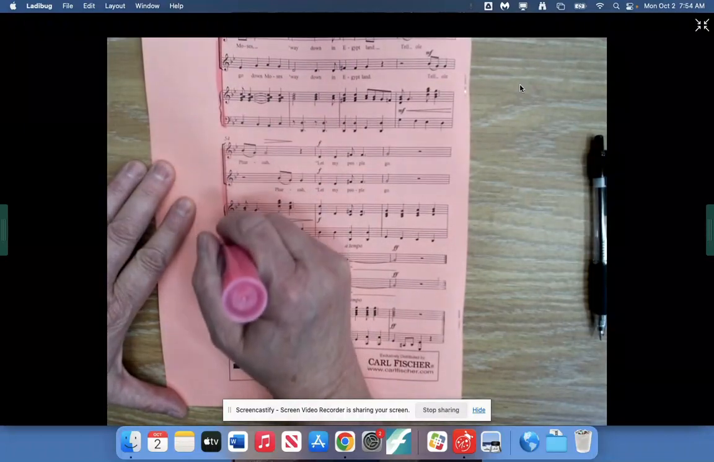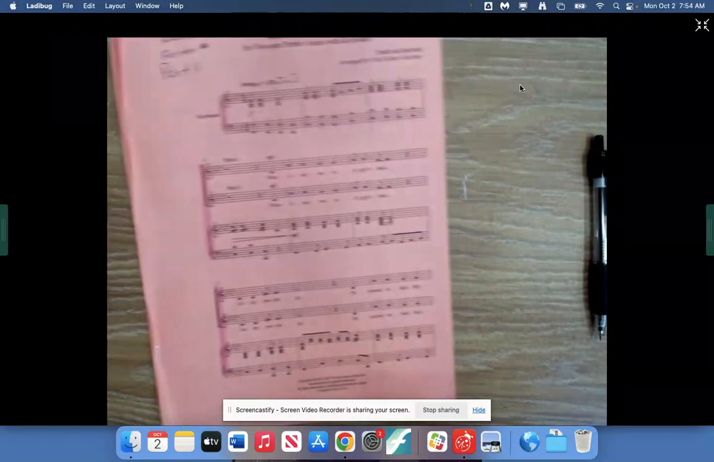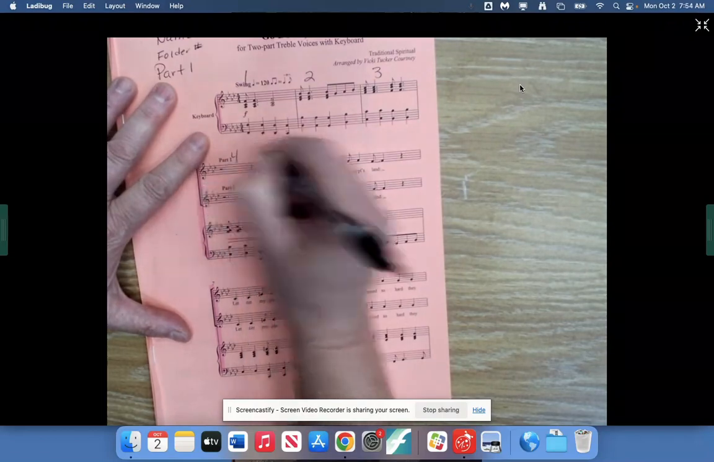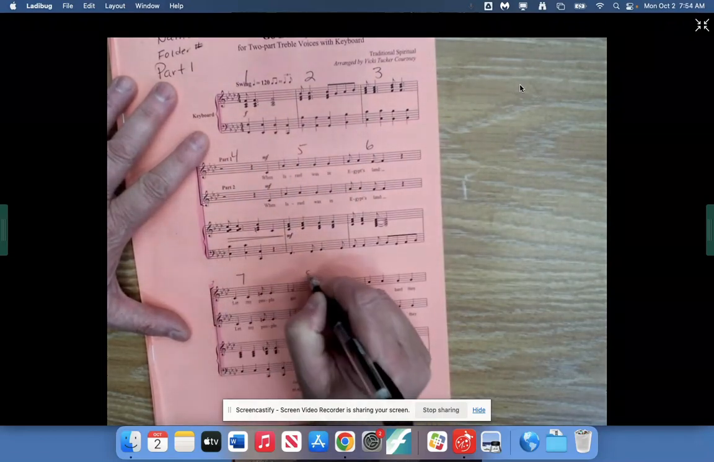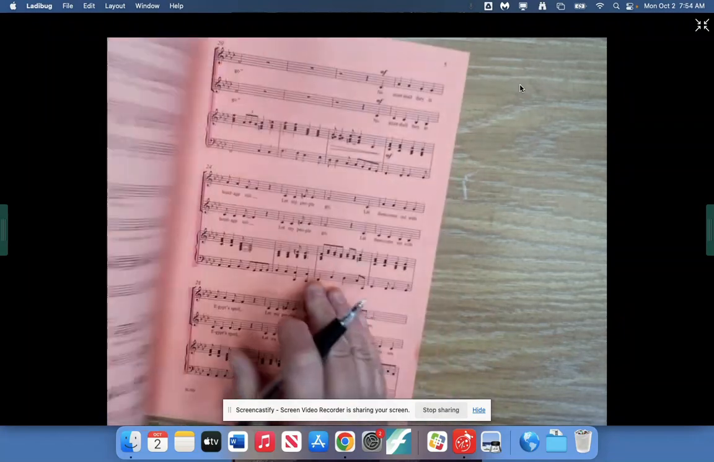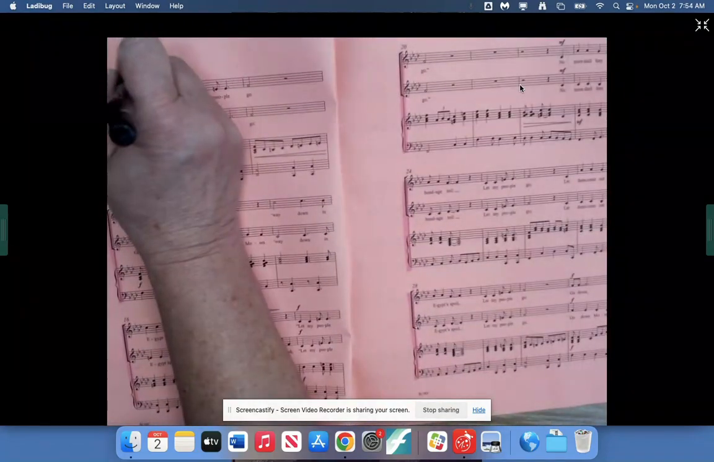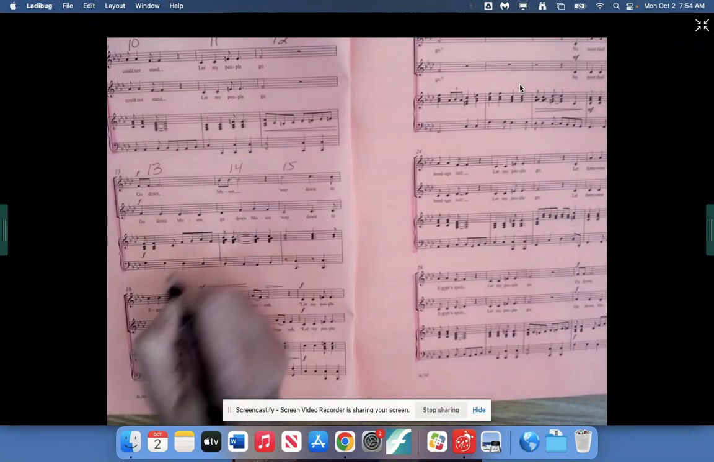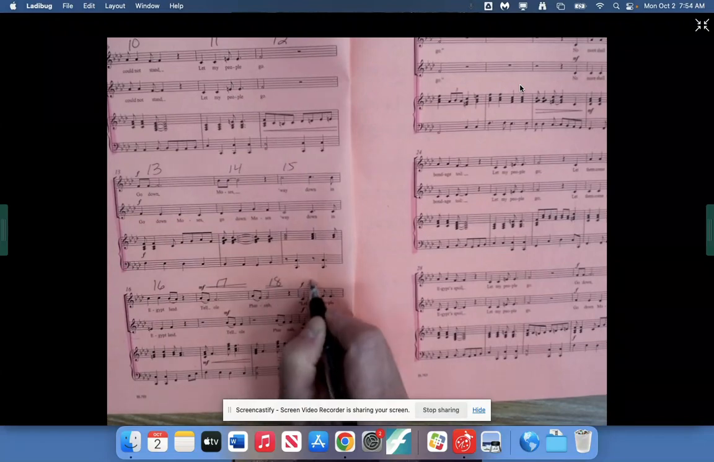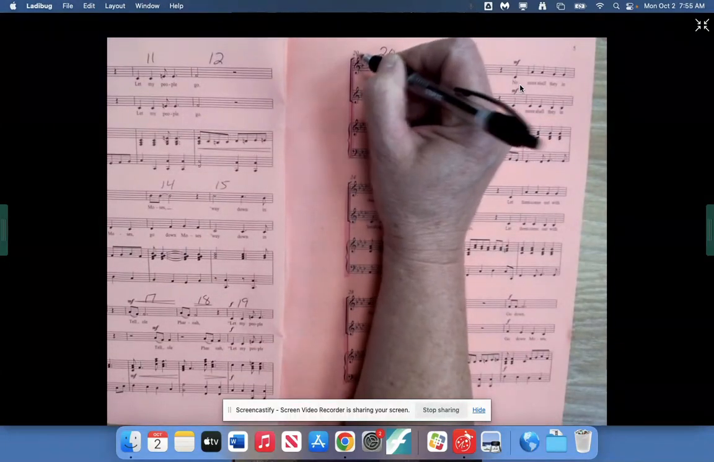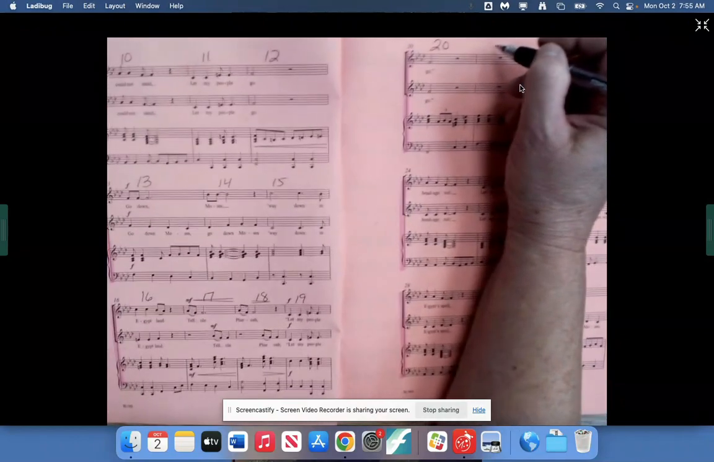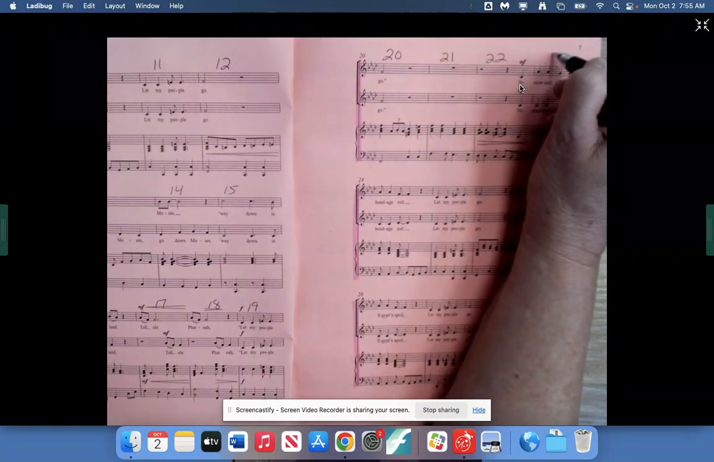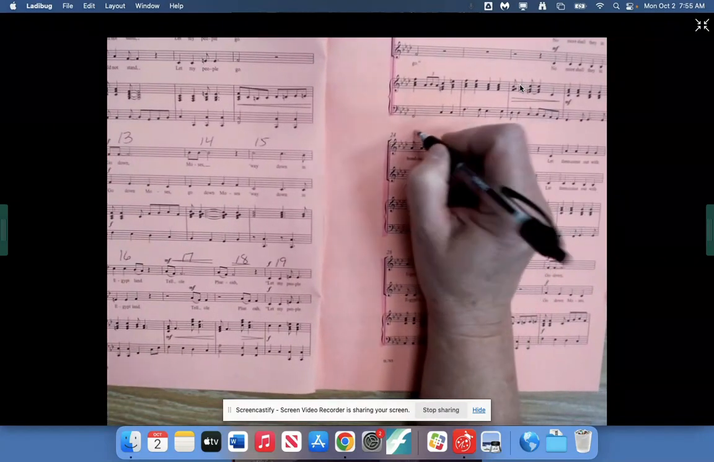And the next thing we're going to do is number the measures. You can check if you're in the right place. The measure numbers are on the top left of each system, which is nice. I like when they do that.